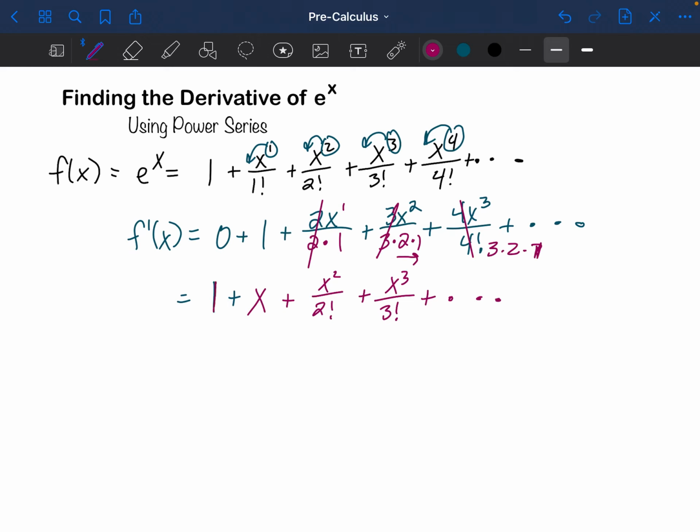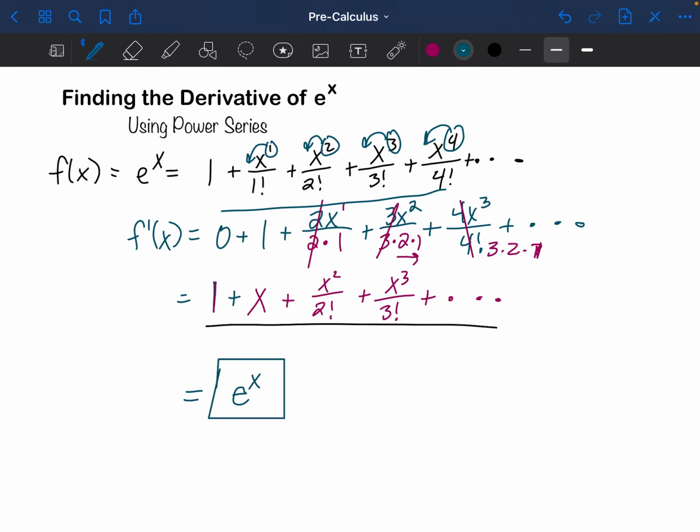So notice this looks exactly the same as this, and that's because they are exactly the same. The derivative of e to the x is just equal to e to the x. I think this one's my favorite one. Easiest to remember.